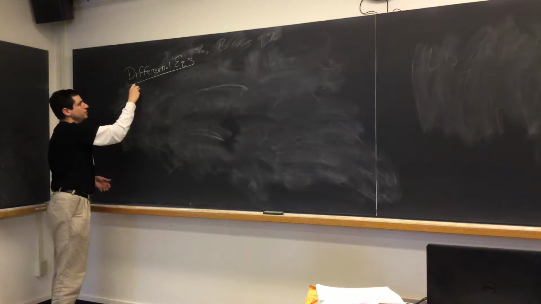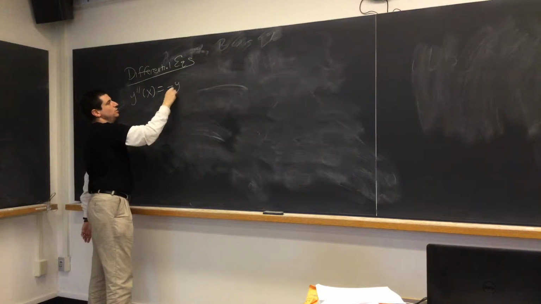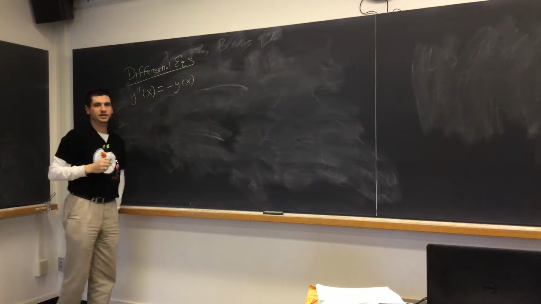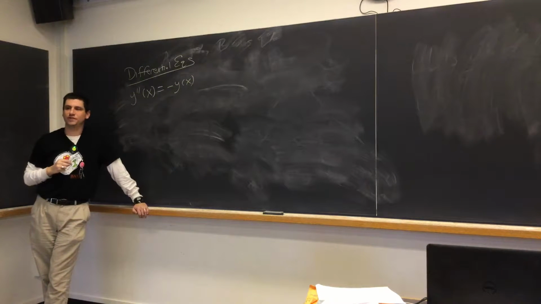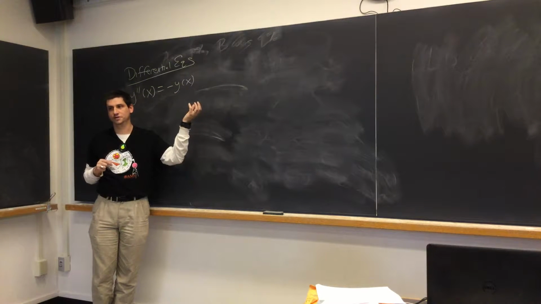So let's try to solve the equation y double prime of x is negative y of x. All right. Does anybody know something that would solve this? Yes? Sine of x. Anything else? Negative sine of x. Anything else? Ah, so basically linear combinations of sine and cosine should work.